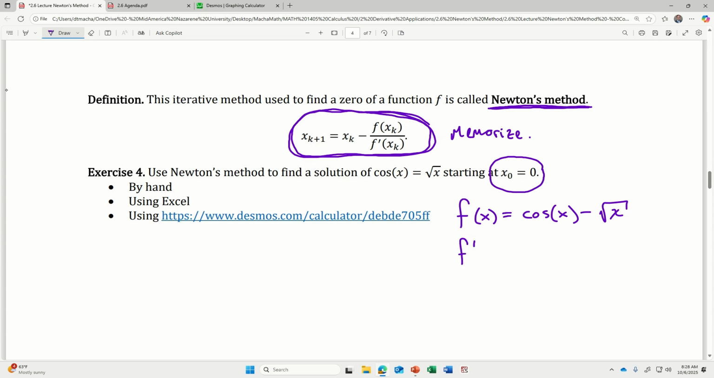Then what is f prime of x? Negative sine of x. Yes. Minus 1/2 x to the negative 1/2. Yes. So then the power rule, this remember is x to the 1/2 power. So it's minus 1/2 x to the power negative 1/2.